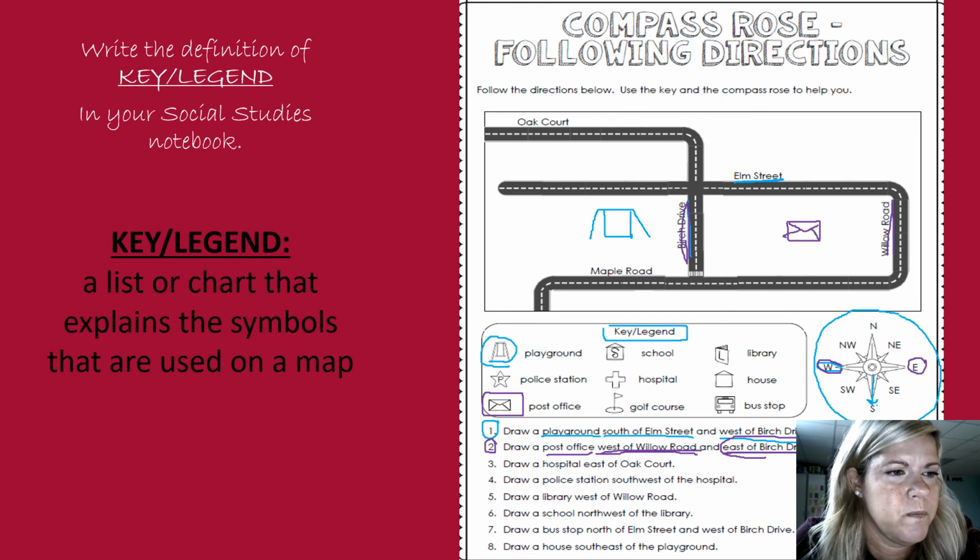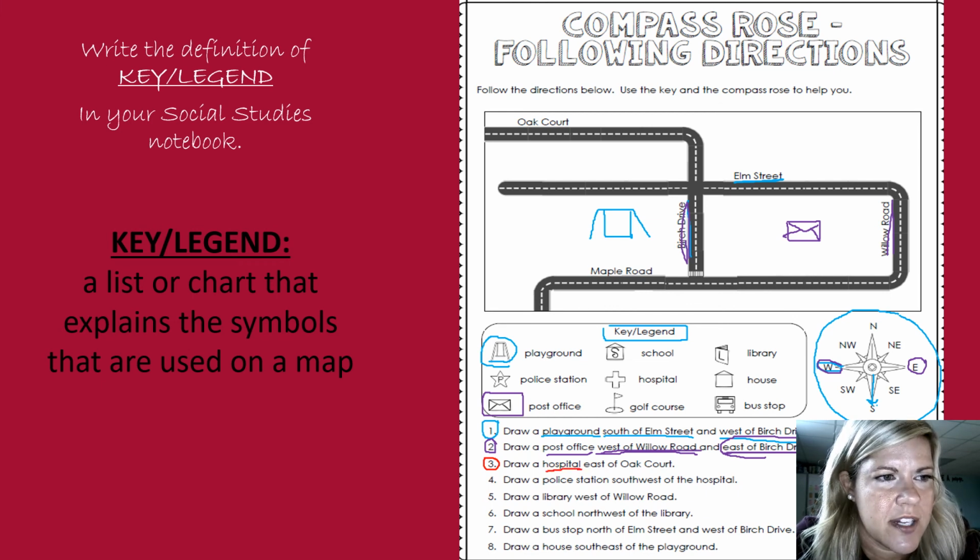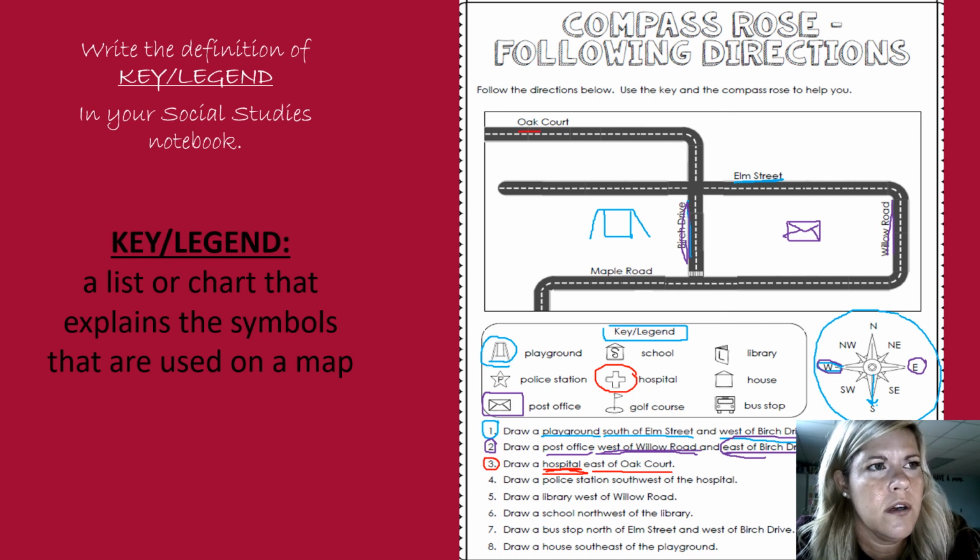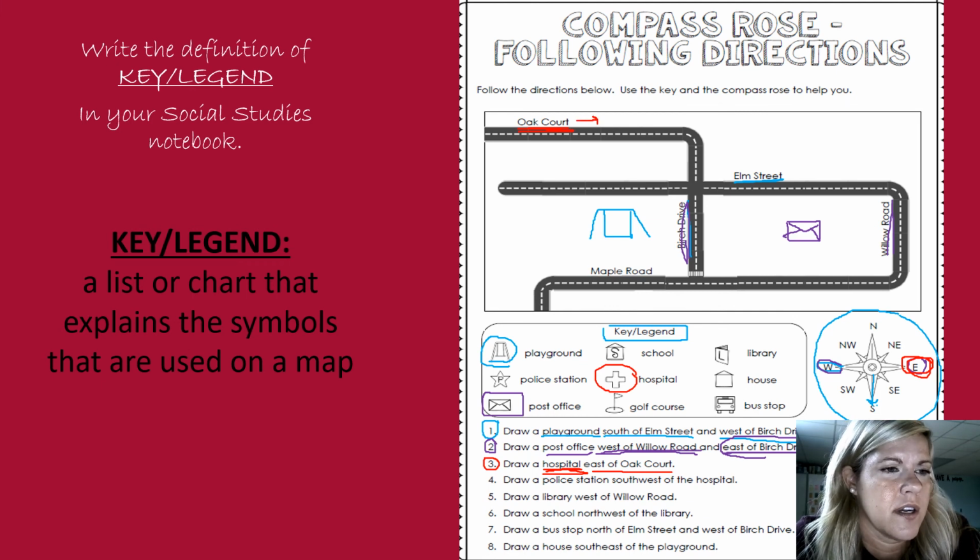Okay, number 3. Draw a hospital east of Oak Court. There's only one direction this time, so that's going to be a little bit easier. Hospital means I need to draw this symbol that looks kind of like a cross or a plus sign. And I'm going to go east of Oak Court. So now I need to find Oak Court. And I need to be to the east of it. So if I'm going east, that means I need to go to the right. Okay, so a hospital east of Oak Court.